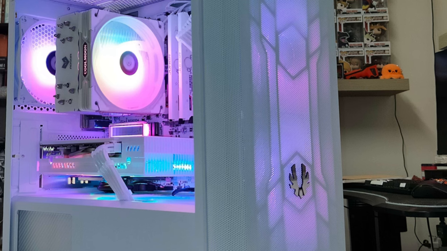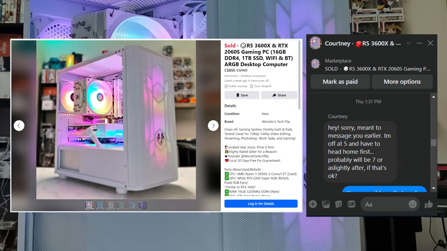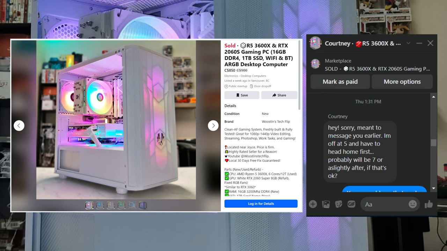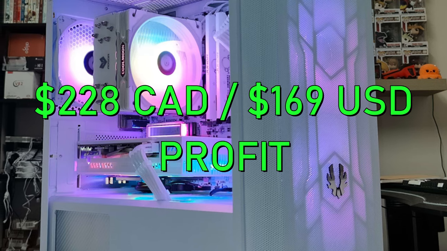With the performances out of the way, I listed this PC for sale on January 25th, 2024 for $900 Canadian and ended up selling it on February 2nd for $850 cash, which left me with a sweet $228 profit.